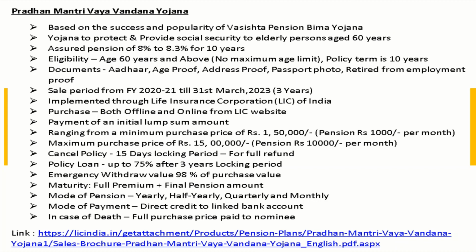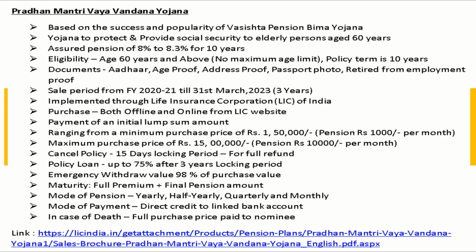The maturity amount is the full premium amount. So if you have paid 15 lakhs and you get a pension, then the full 15 lakhs will be returned to you after maturity after 10 years, plus the final pension which is left. The final pension for 15 lakhs will be 10,000. So 15 lakh 10,000 will be the maturity amount.